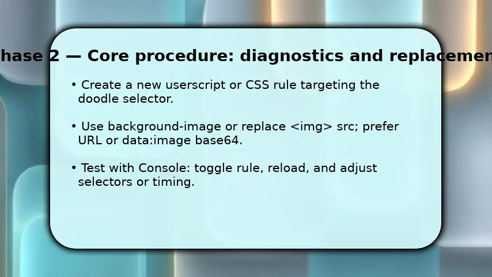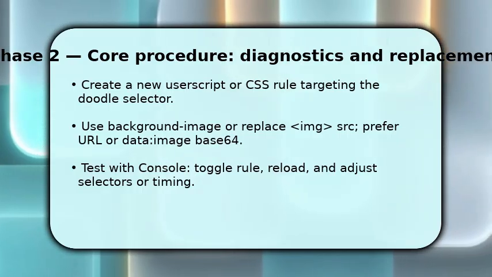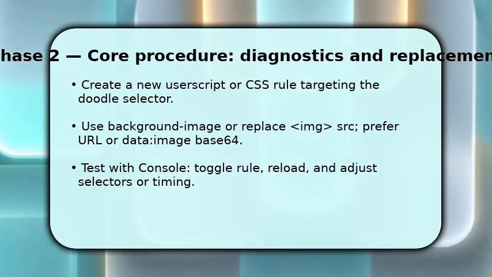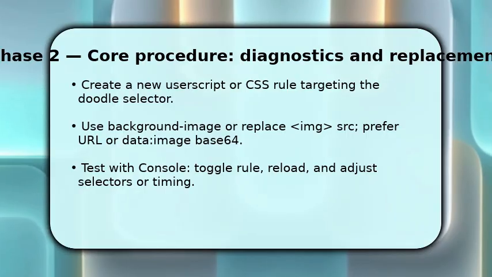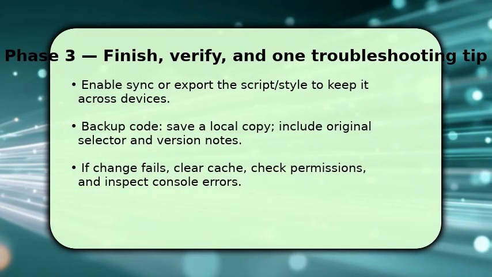Some doodles load after scripts run. If so, use a mutation observer or set interval to reapply until the element appears. Make sure your selector is specific. Finish by saving and syncing your script or style so it persists across browsers or devices.